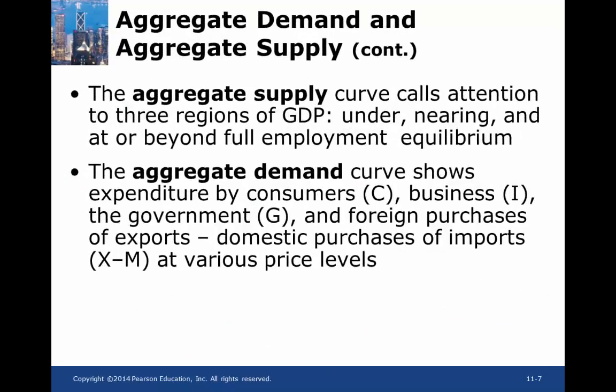Aggregate demand and aggregate supply. The aggregate supply curve calls attention to three regions of GDP: under, nearing, and at or beyond full employment equilibrium. The aggregate demand curve shows expenditure by consumers, business, the government, and foreign purchases of exports minus domestic purchases of imports at various price levels.